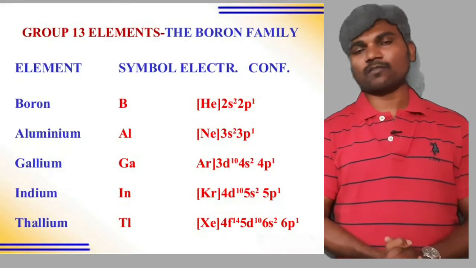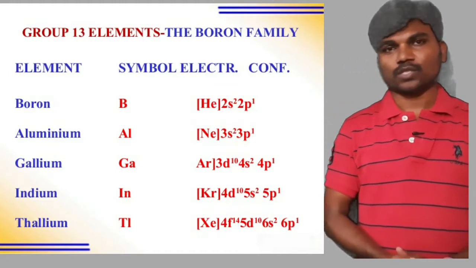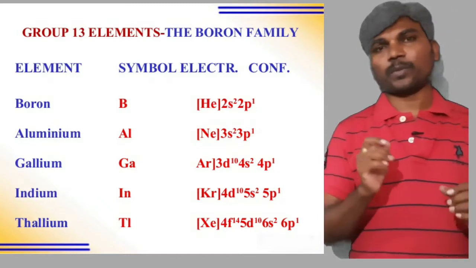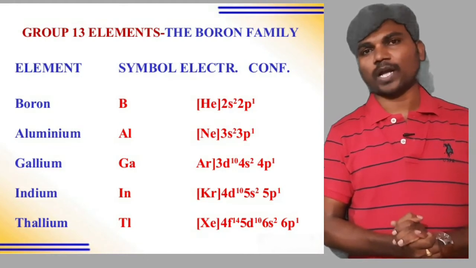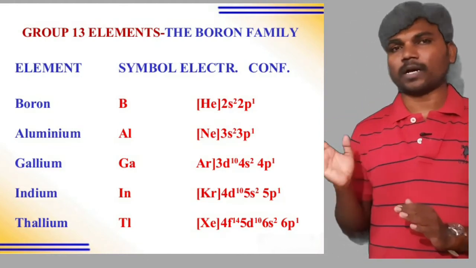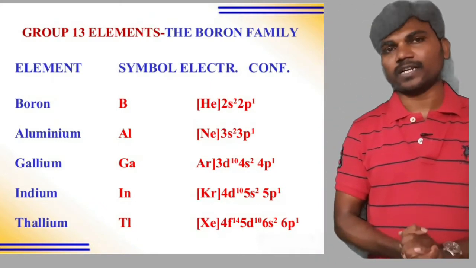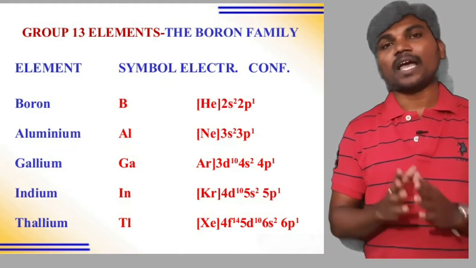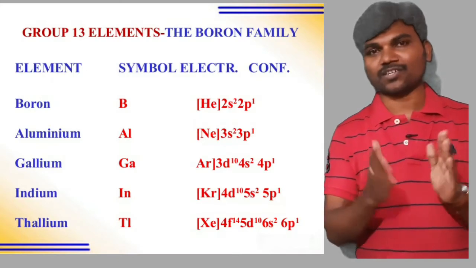In the boron family, there are boron, aluminum, gallium, indium and thallium. Just see these elements' general electronic configuration. Boron's atomic number is 5, and its electronic configuration is 1s2, 2s2 and 2p1. Aluminum's atomic number is 13, and its electronic configuration is neon 3s2, 3p1. By using inert gases, we can express electronic configuration in short. We can expand as well as compress the electronic configuration.